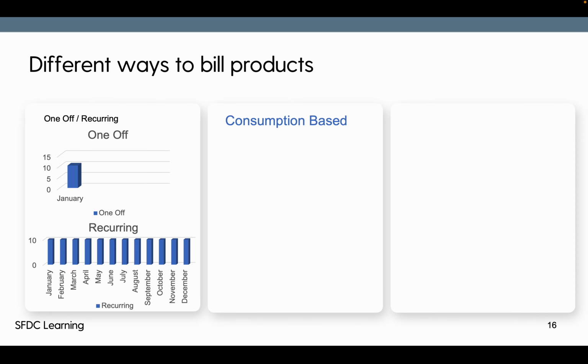Then there is something called consumption based billing. Many times it happens that whenever we are purchasing some product, let's say, previously when we did not have Jio broadband and other such services, we used our internet services and were billed as much as we had used. So that is consumption based billing.